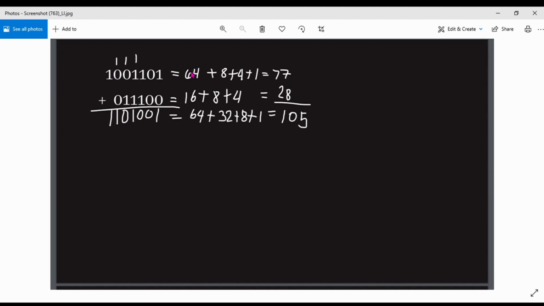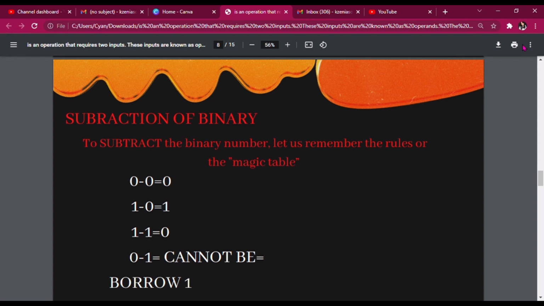Then in decimal, same lang kung paano siya kuwaon. So 64 plus 8 plus 4 plus 1 equals 77, and then in here, 16 plus 8 plus 4 equals 28, so 77 plus 28 equals 105. So, subtraction of binary.